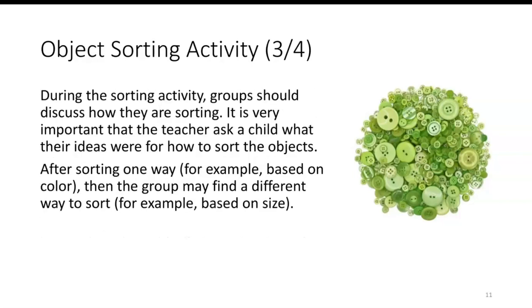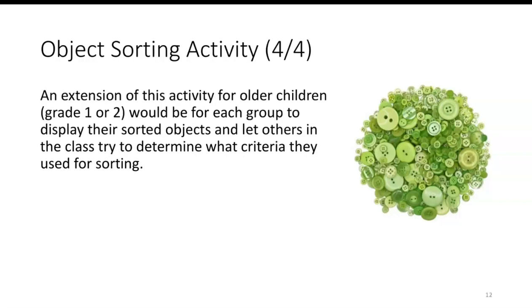During the sorting activity, groups should discuss how they are sorting. It is very important that the teacher asks the child what their ideas were for how to sort the objects. After sorting one way, such as color, then the group may find a different way to sort, such as size. An extension of this activity for older children, such as grades 1 or 2, would be for each group to display their sorted objects and let others in the class try to determine what criteria they use for sorting.